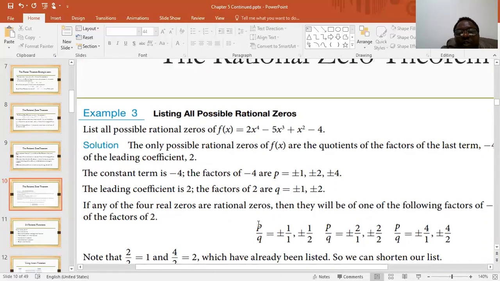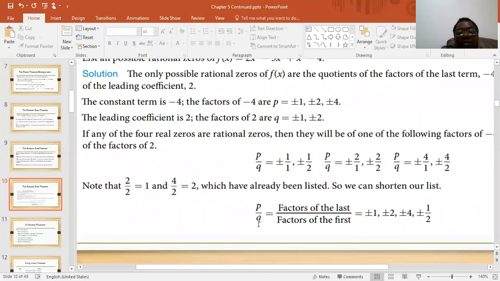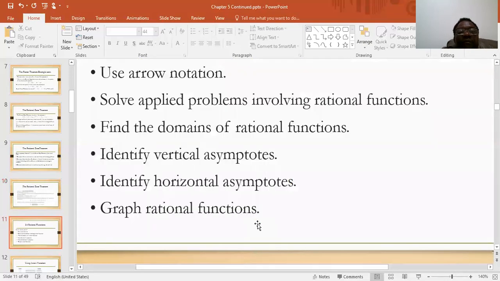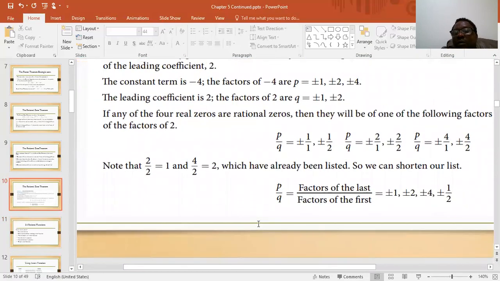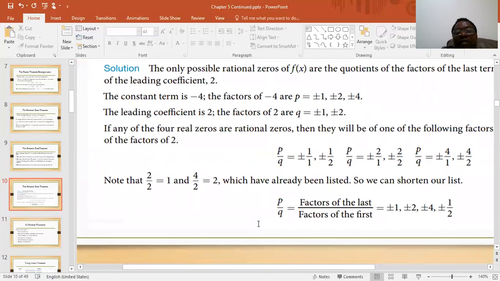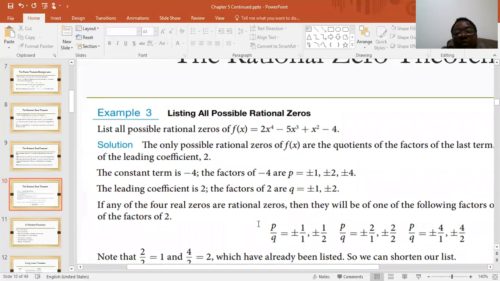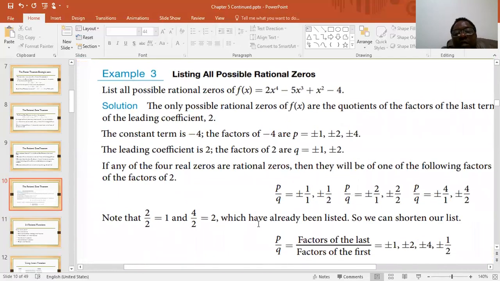So possible values of p over q that are candidates to be zeros of the polynomial are p over q. So we can now use each of those and check if they are actually zeros of the polynomial. So the possible values are plus or minus 1, plus or minus 2, plus or minus 4, and plus or minus half. So we can fit them into the function, and whenever we get 0, we know that we have a zero for that polynomial.